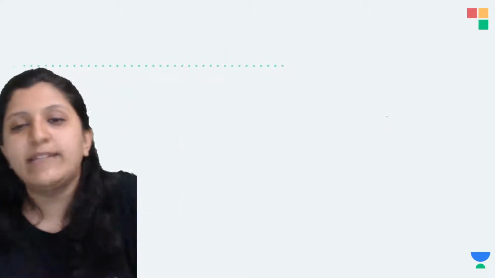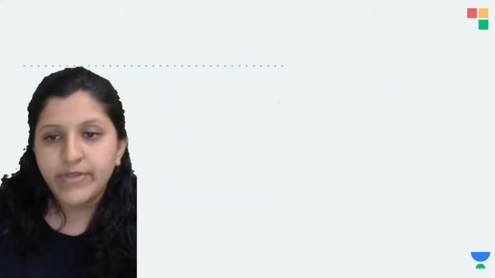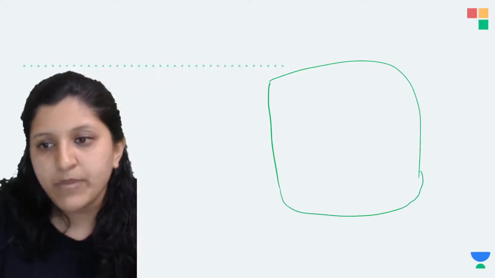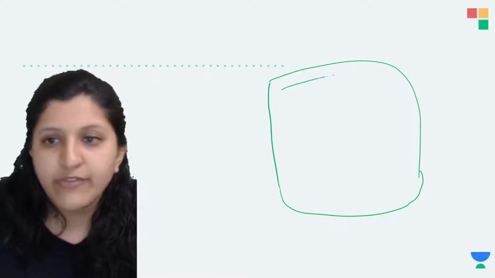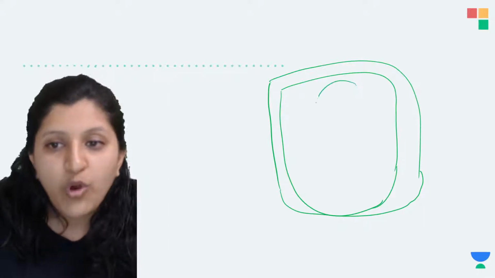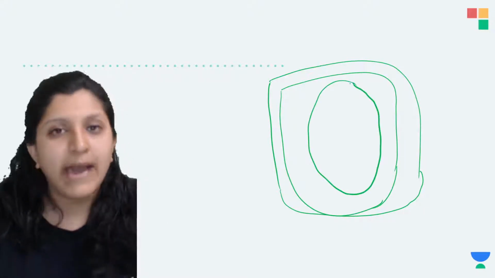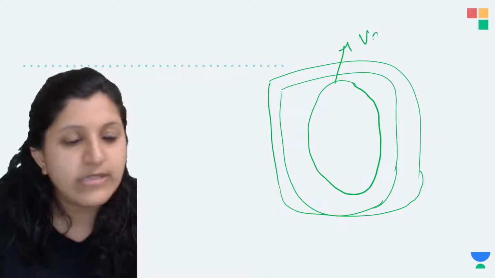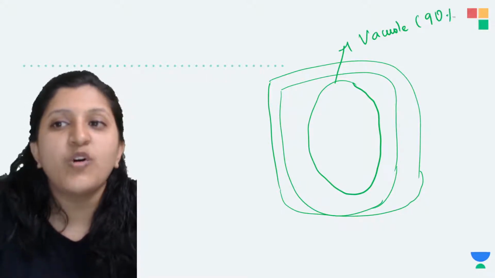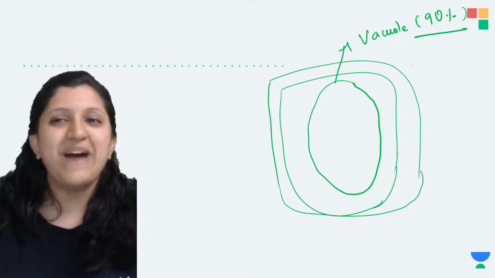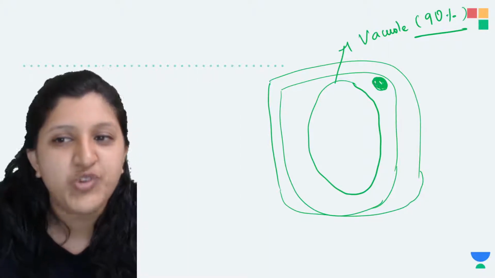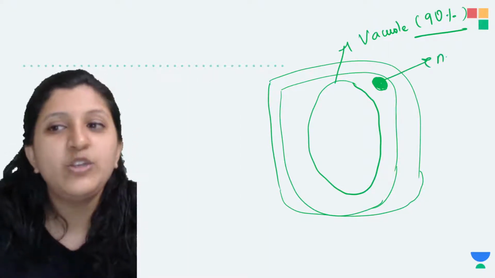So let's have a look at this one. This is now a plant cell, and this is the cell membrane. Most of the space is occupied by the vacuole. About 90% of the space is covered by the vacuole itself. Somewhere in the corner you can find the nucleus.